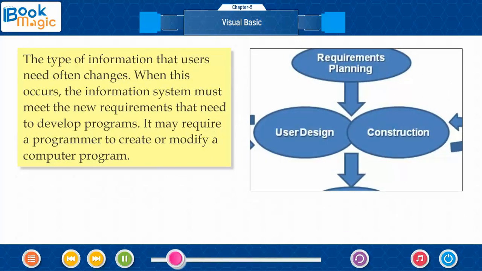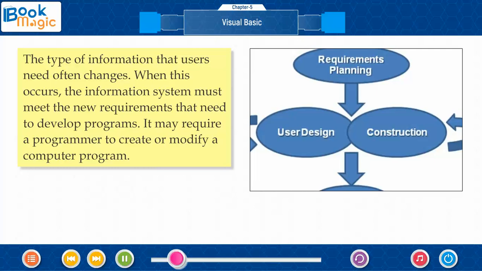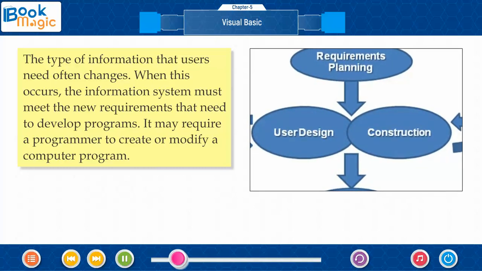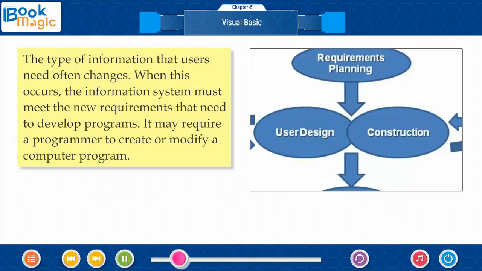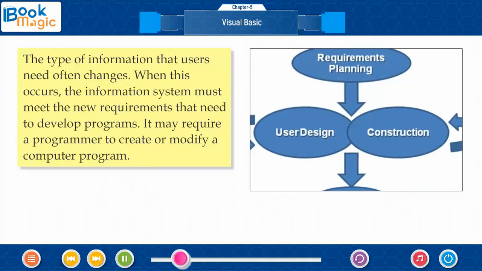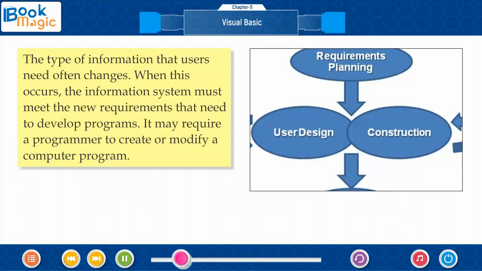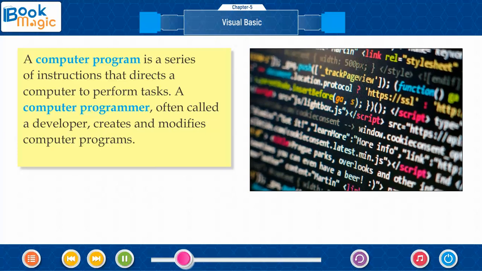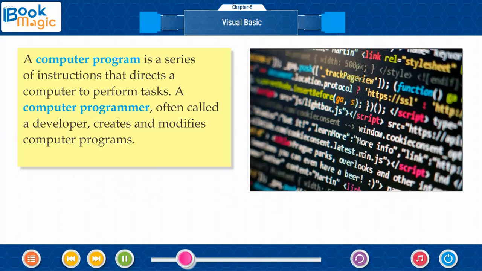The type of information that users need often changes. When this occurs, the information system must meet the new requirements that need to develop programs. It may require a programmer to create or modify a computer program. A computer program is a series of instructions that directs a computer to perform tasks. A computer programmer, often called a developer, creates and modifies computer programs.